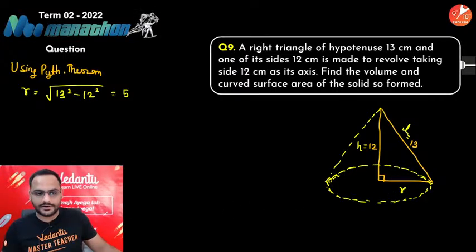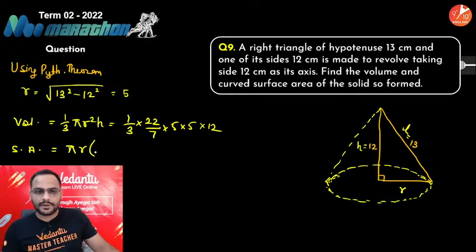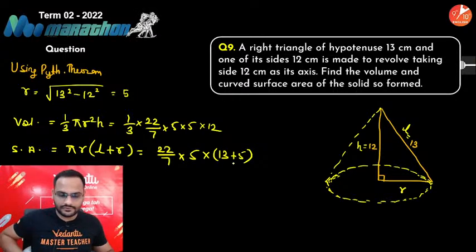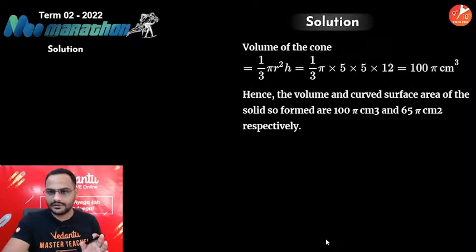Whatever you want, you can find it. First, they are asking you to find the volume: 1 by 3 pi r square h. Solve it. Then total surface area is going to be pi r into L plus r. Solve this as well. These are direct formula questions. So pi r L they are finding.